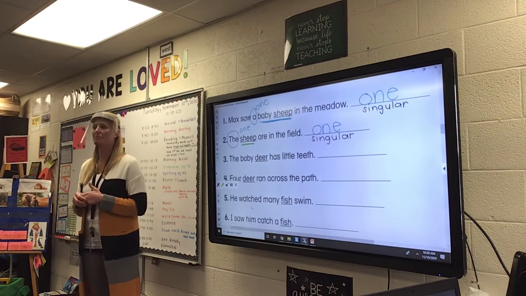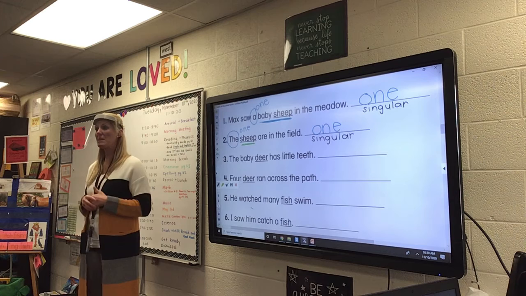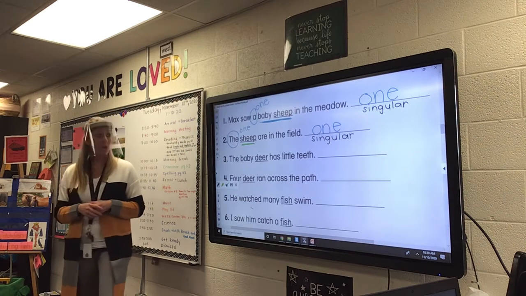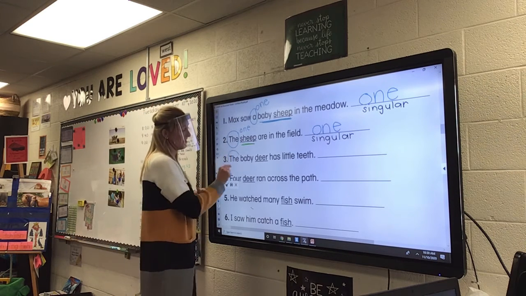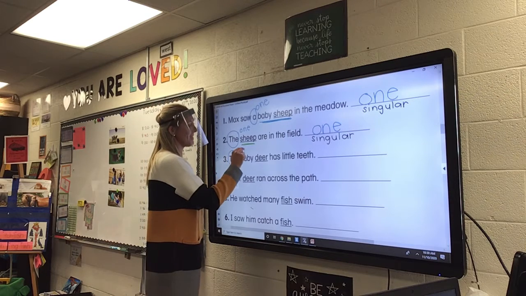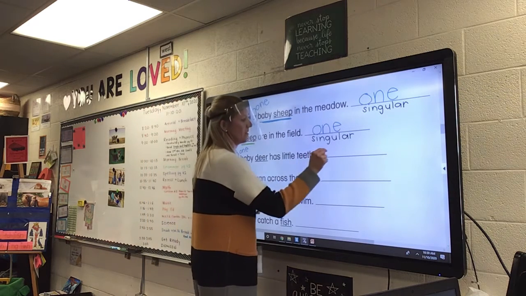Brooklyn, you were right. Brooklyn, the baby deer means how many deer? One, because it also has the. And the means one, just like a or a.